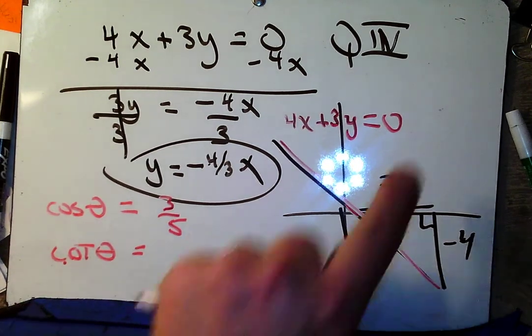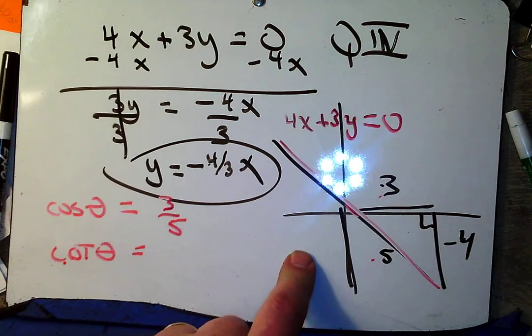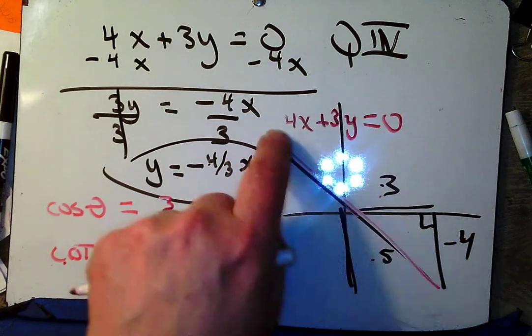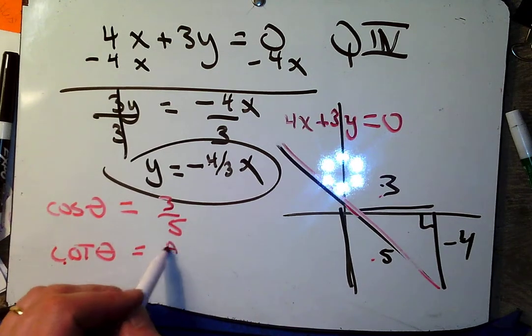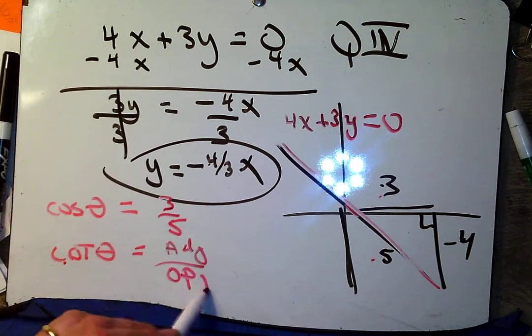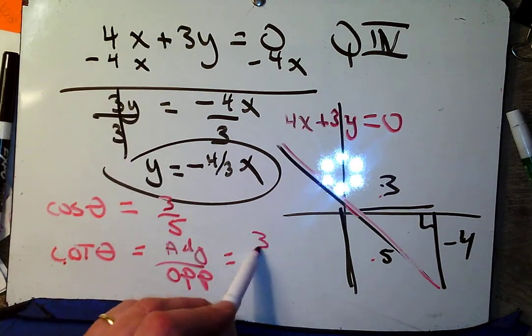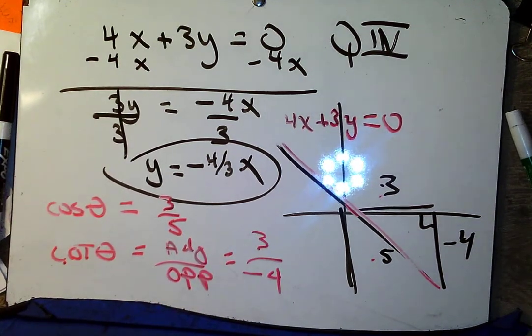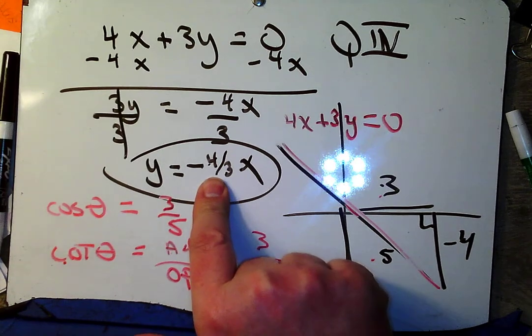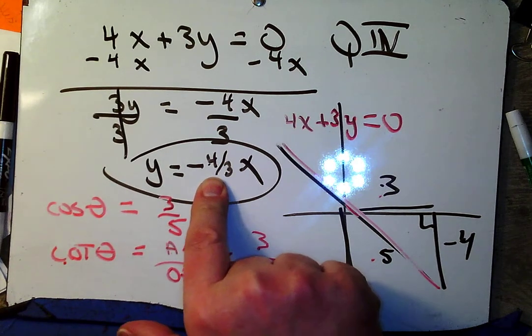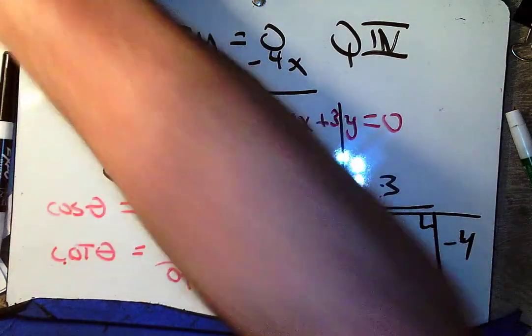Cotangent, well, cotangent is positive in these quadrants. Cotangent is negative in these quadrants. So what's cotangent? Cotangent is adjacent over opposite. And for us, that's 3 over negative 4. All right. Hey, notice that this is the reciprocal of that because the slope is our tangent value. Slope is tangent.